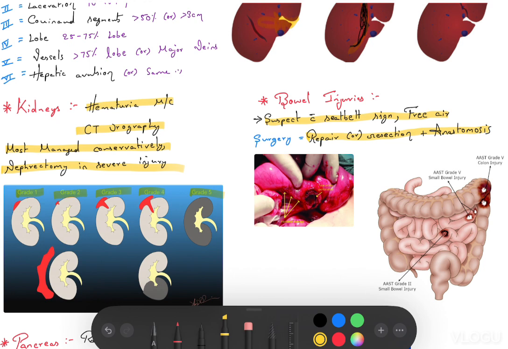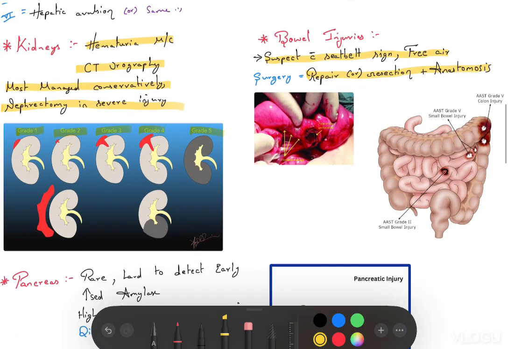Okay, so how to do damage control bowel management? If the patient is unstable, then we have to resect the injured bowel, staple the ends, leave the bowel in discontinuity, and return later. Okay, so these are the things.